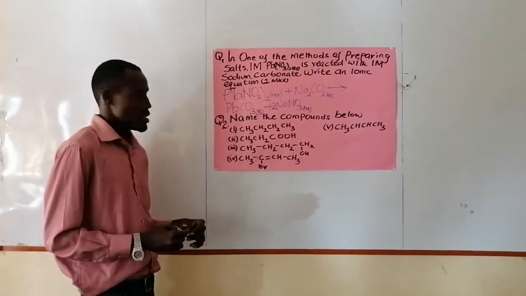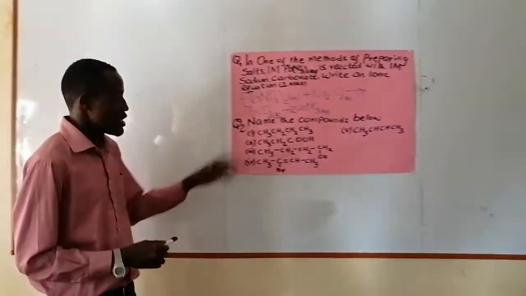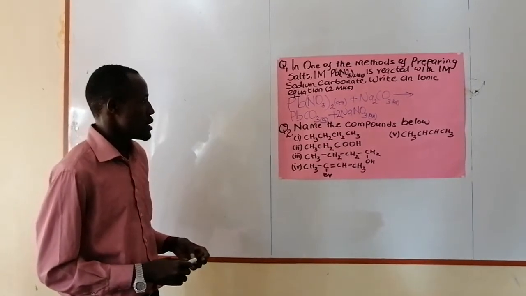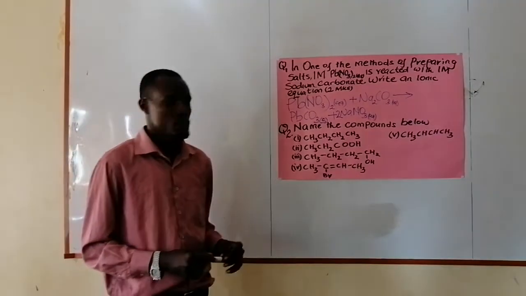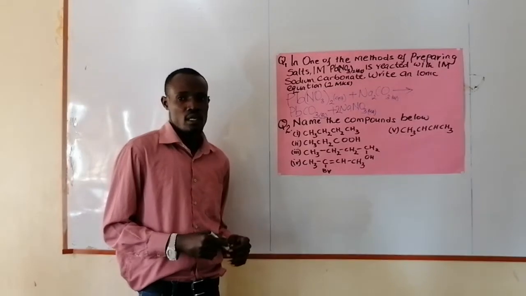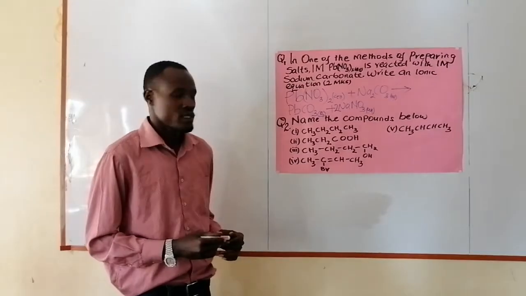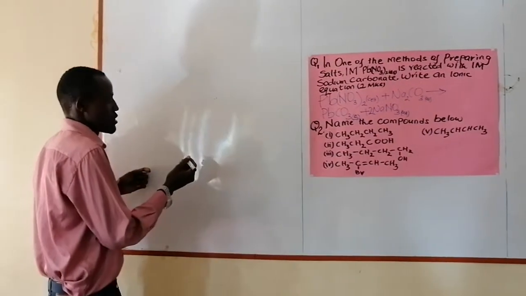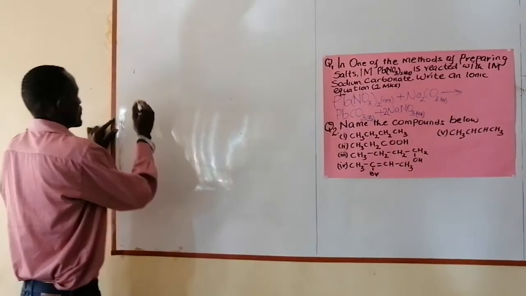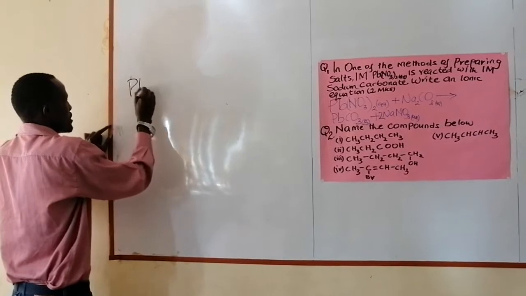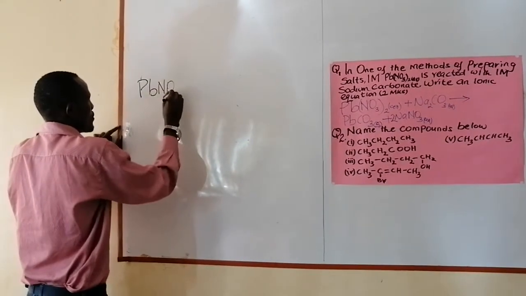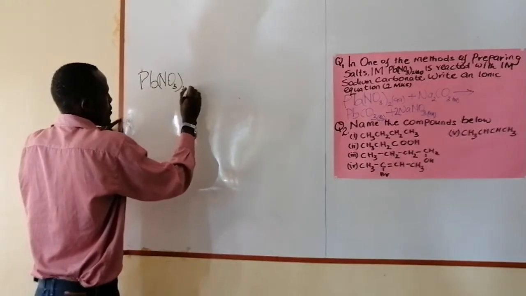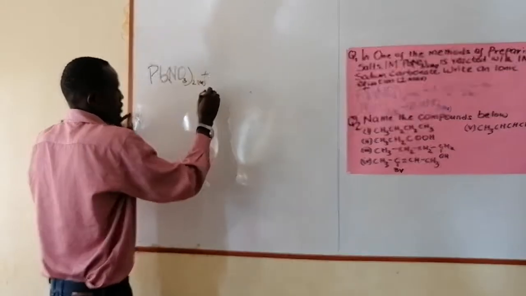Maybe you can start with what is an ionic equation. An ionic equation is a chemical equation in which electrolytes in aqueous solution are expressed as dissociated ions. Maybe we start by writing the chemical equation of lead nitrate reacting with sodium carbonate.